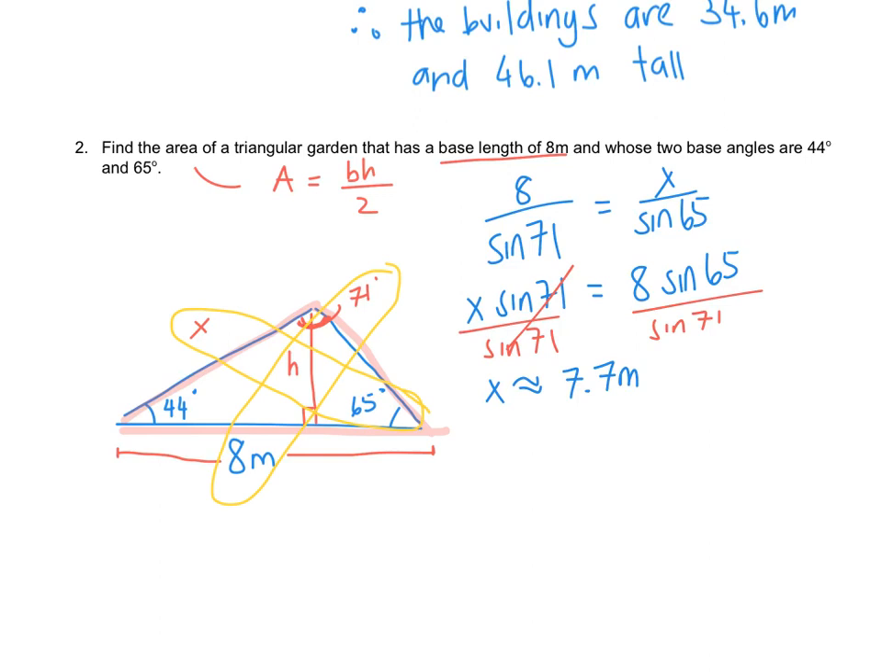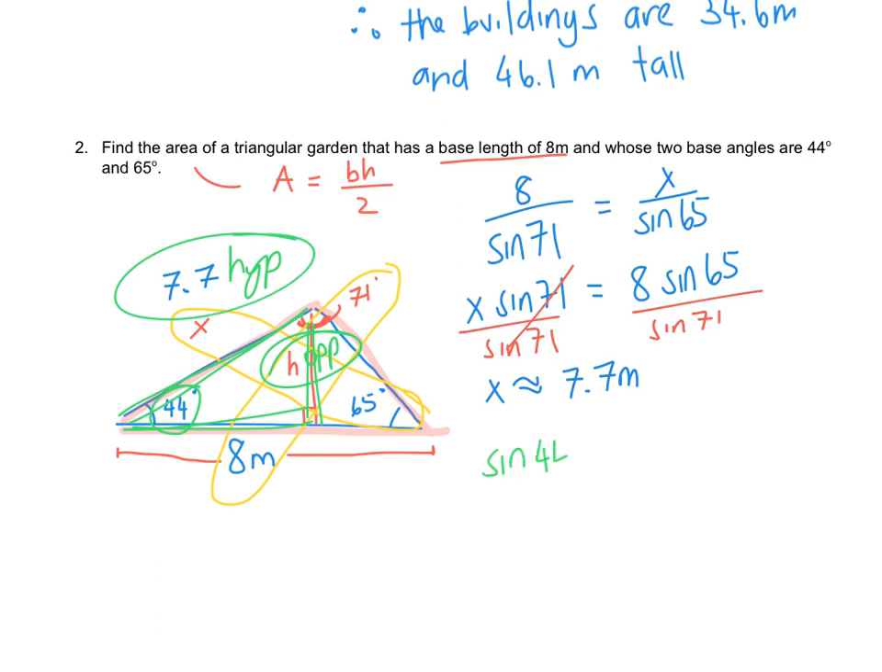And now that we have this, looking at just the right triangle, I have my reference angle, I'm looking for opposite, and I have the hypotenuse. So hopefully you chose the sine ratio. So sine 44 equals opposite over hypotenuse, and then cross multiplied. Now technically you could have done sine law in the right triangle, it just takes more time. So the height should be 5.3 meters.